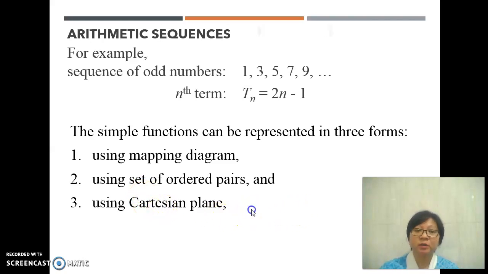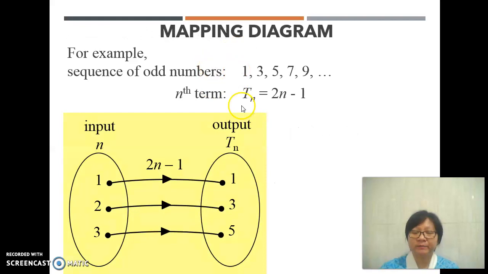Let's take a look. First one, mapping diagram. I was using this to explain about function. A function has an input to get an output. That's why I'm using only 3 inputs here to get 3 outputs. Unlike the sequence here, which goes on forever, the function does not. In other words, a function has a limitation here.